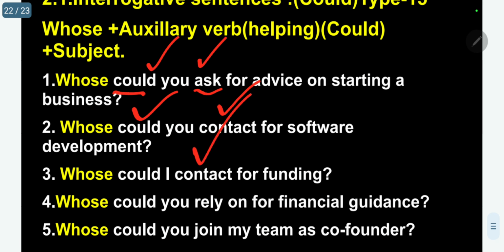Whose could I contact for funding? Contact, main, could, auxiliary. Whose could you rely on for financial guidance? Rely, main, could, auxiliary. Whose could you join my team as a co-founder? Join, main verb, could, auxiliary.